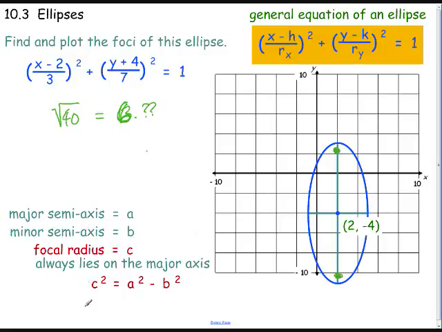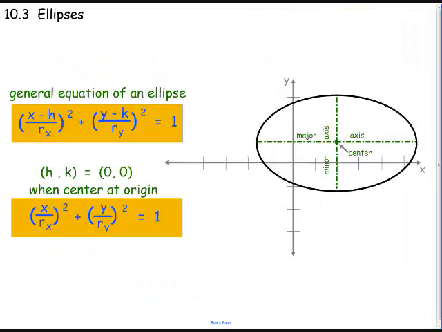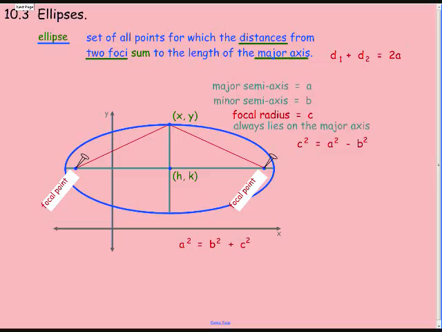So we know how to find the distance the focus is away from the center, right? a squared minus b squared. So this is the general equation of an ellipse. When the center is at the origin, you can write it this way. Here's how you find your foci, and that's it for today. I'm sorry the lesson went a little long, 39 minutes, but wasn't it worth it?